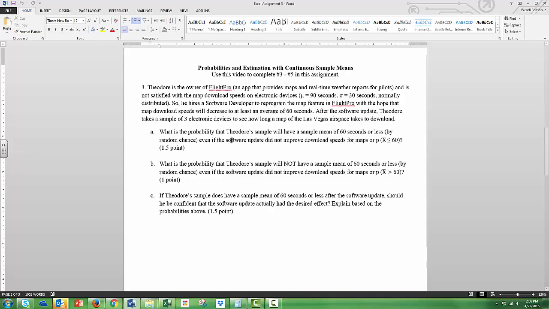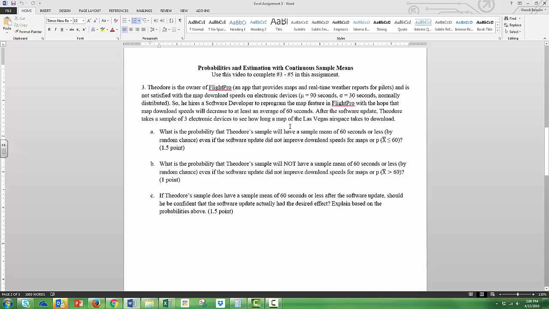So now the update has happened. He takes a sample of 3 devices, and he wants to know the probability of getting that desired sample mean of 60 seconds or less, just due to chance, even if the update didn't work. So we're essentially comparing this sample of 3 electronic devices to the original population distribution before the update happened.